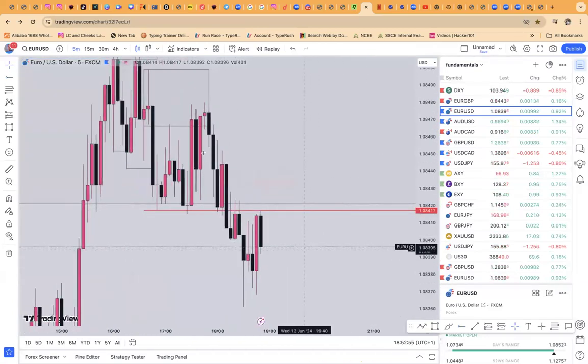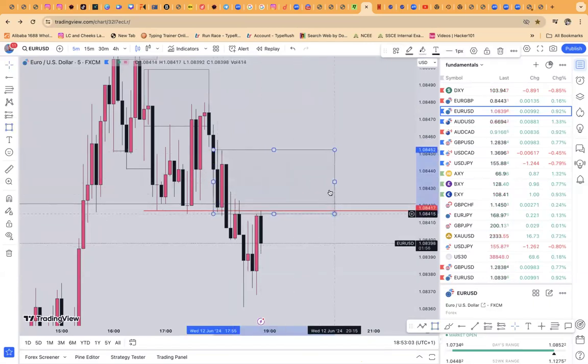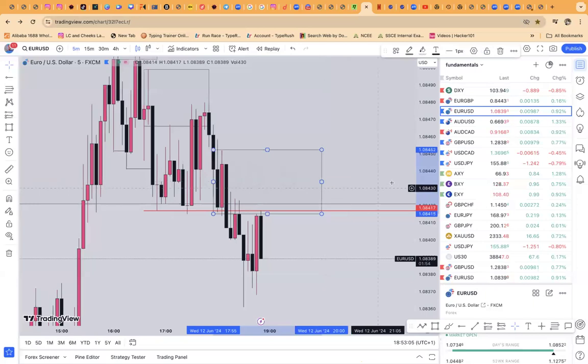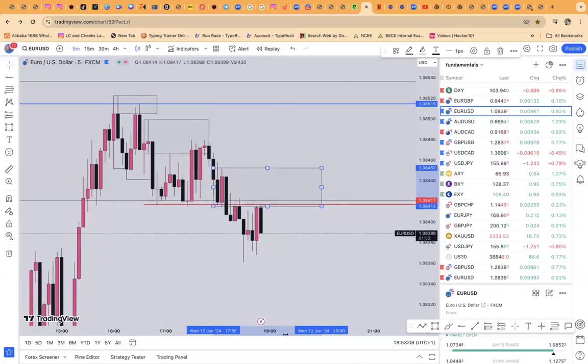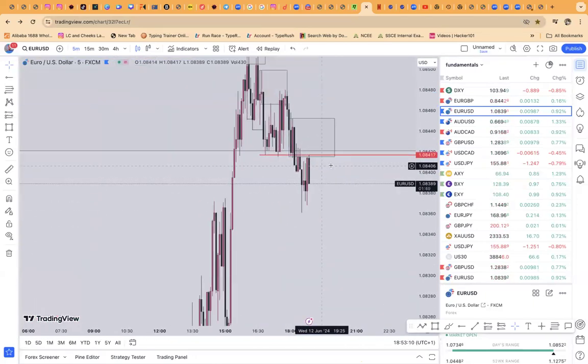If you look very well, you can see that all inefficiency has been filled within this zone. So marking this here is where I would like to sell this market at the moment. So now we have this area and we also only have about 7 more minutes to trade this zone.